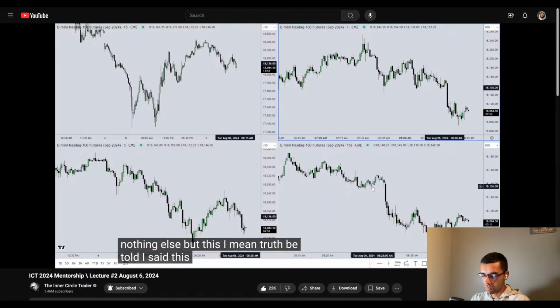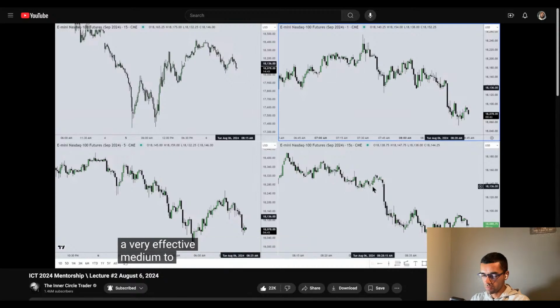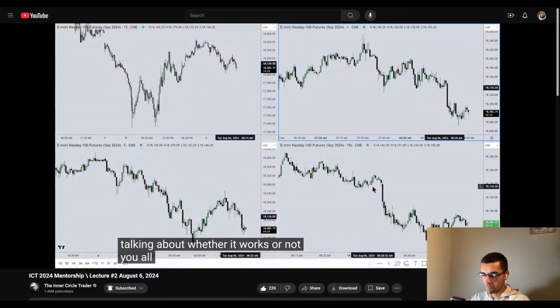I mean, truth be told, I said this before, I don't even need a chart. I don't need a chart to trade. But to communicate what it is I know that I'm not going to teach, I use charts to kind of bridge the gap. So it's a very effective medium. To prove that, it's your task to see whether what I'm saying is valid or not. So y'all have this entire month to walk forward and see what it is I'm talking about, whether it works or not. You all will be able to see if it's based on fluff or if it's really valid.